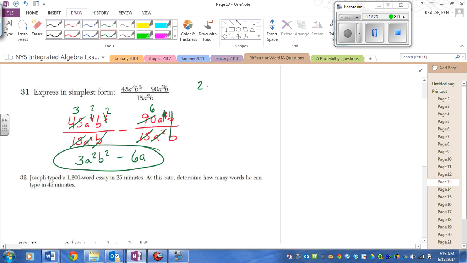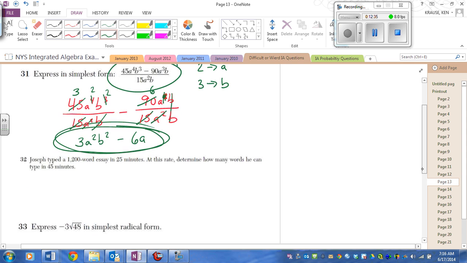You can take like 2 and stow it into A, and 3 and stow it into B. Type this in. Type this in. If you get the same result, you got the right problem, right answer.